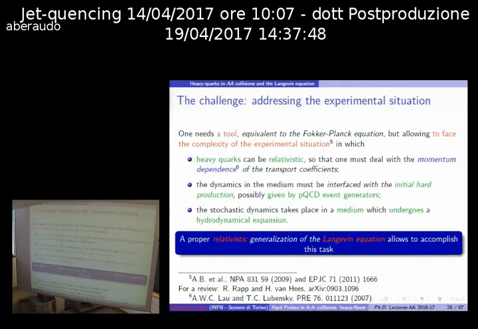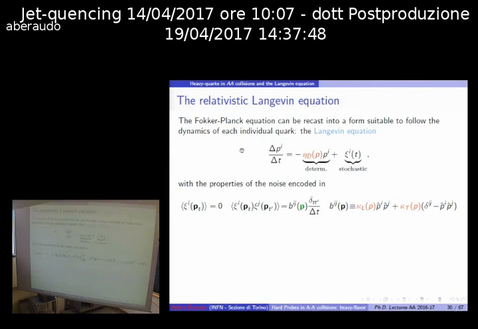So not evolving a distribution, but really evolving event by event the particles that I produced. And then this dynamics does not take place in a static medium like what we did so far, but in a medium which undergoes a hydrodynamic expansion. So I need a generalization of this tool, and this generalization is given by the relativistic Langevin equation. So we will see that the Langevin equation is just a way of rephrasing the Fokker-Planck equation, but it is necessary to do some steps to check this.